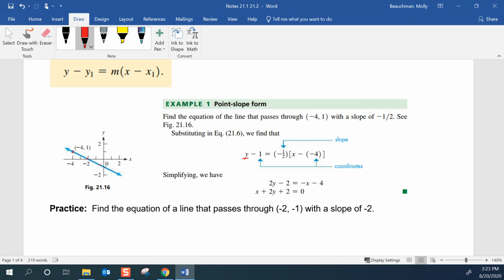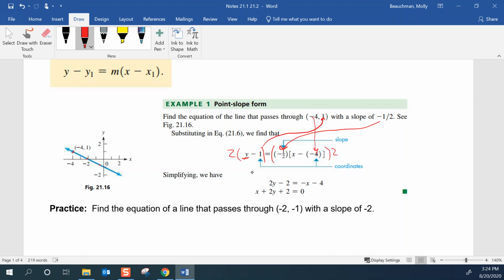Y is the variable, that stays the same. So y minus the y value is equal to the slope times x minus the x value. Then we simplify. I'll put an extra step in here. If you're not sure where this step came from, instead of multiplying -1/2 through, what they've done is multiplied both sides by 2 so that they don't have to worry about fractions.